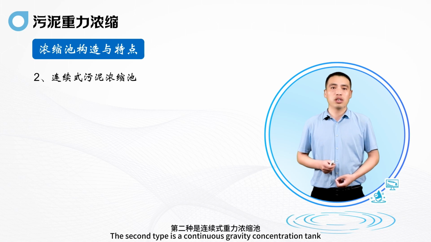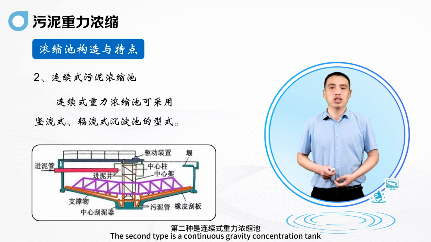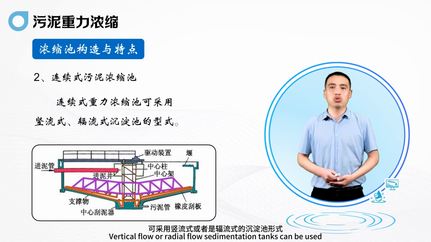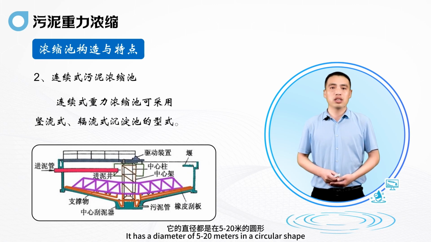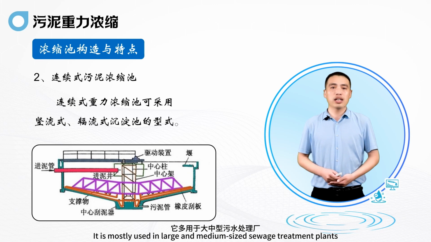The second type is a continuous gravity concentration tank. Vertical flow or radial flow sedimentation tanks can be used. Generally, it is circular with a diameter of 5 to 20 meters, or a rectangular reinforced concrete structure. It is mostly used in large and medium-sized sewage treatment plants.